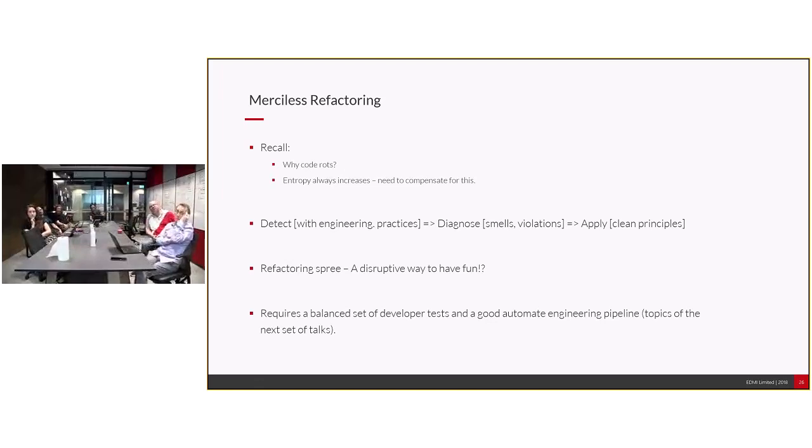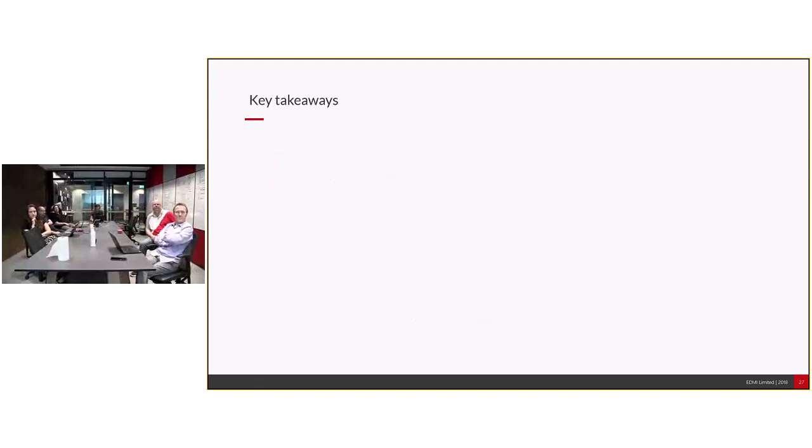Now this of course by itself is not sufficient. It requires a balanced set of developer tests all around, not just unit tests, but integration tests and end-to-end acceptance tests, and a good automated engineering pipeline, something like what we have in EDMI today, where you can essentially push in the code and see how well it goes. It's all about your gates and stages and things like that. These are the topic for the next set of talks. I'll summarize key takeaways. Thanks for sticking around.